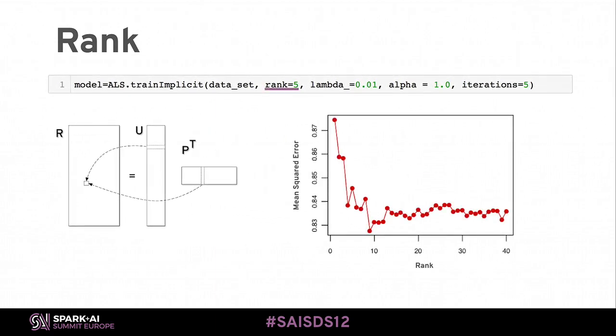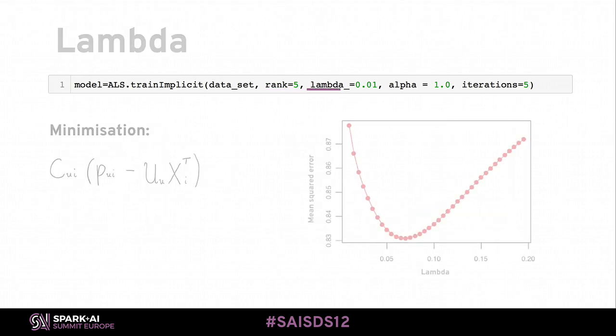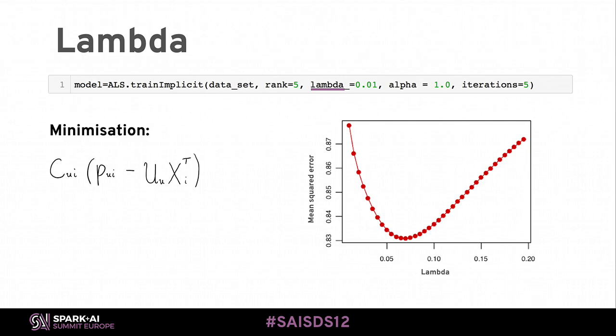So here on the right, we can see the impact on the mean squared error as we change rank. So clearly there's something going on there, so you should definitely make sure you're doing some tuning. Lambda is a parameter which prevents overfitting of the model. Most models have one and certainly should have one.